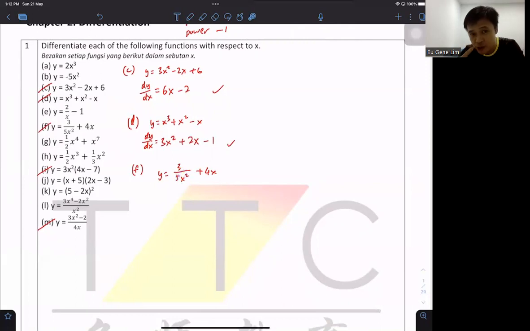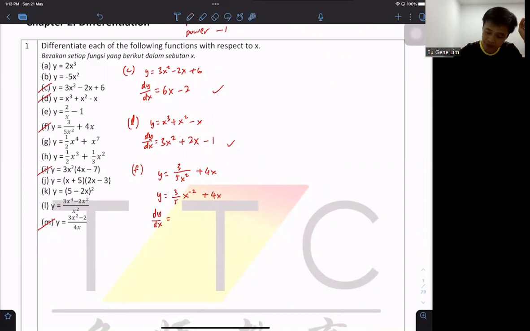So what you need to do is bring the x up. You see, this is x squared, you bring it up. So 3 over 5 x power negative 2. You just bring up the x, it becomes x power negative 2. Then only you differentiate. Understand? Because the x at the bottom we cannot differentiate. So now you can differentiate.